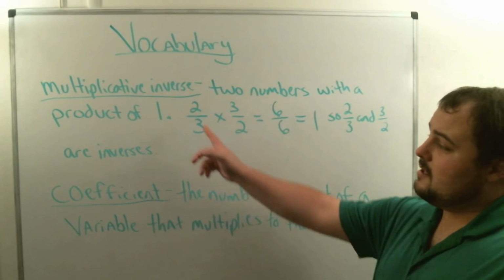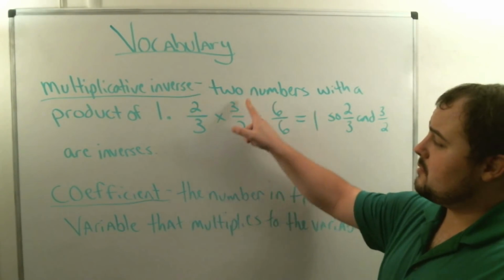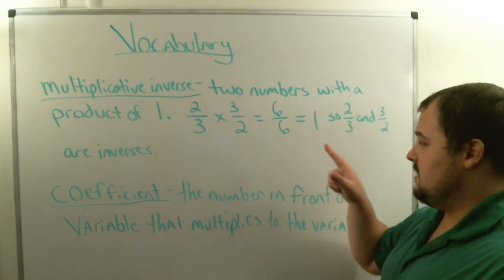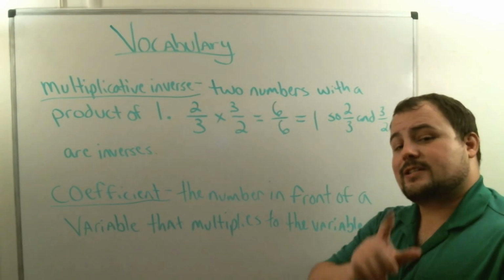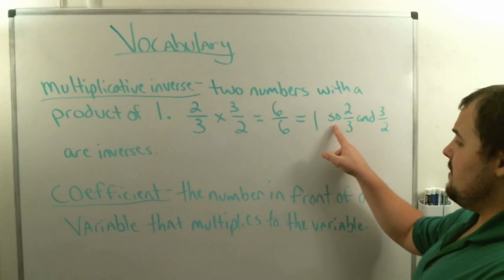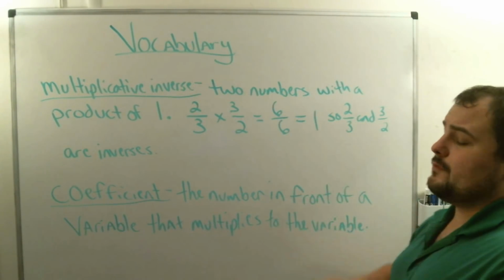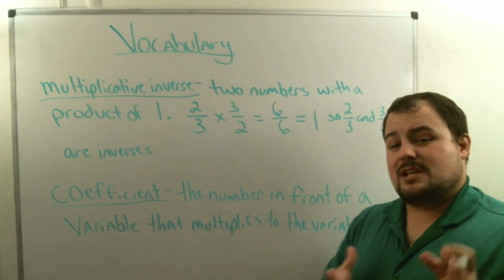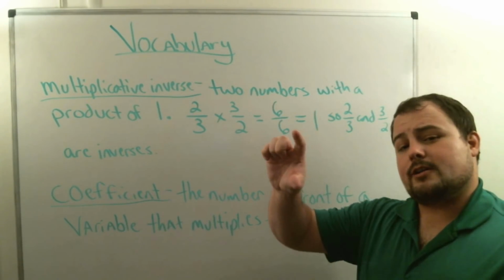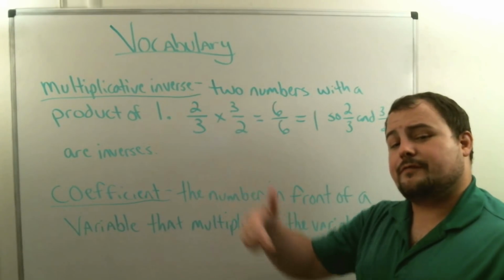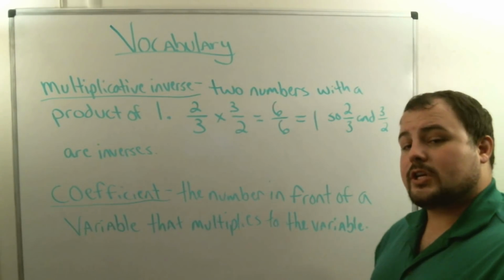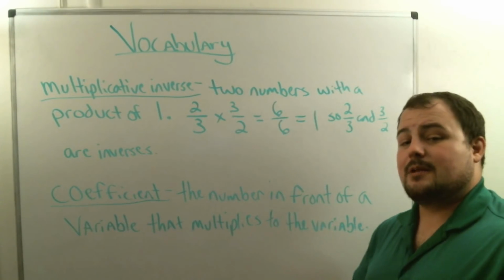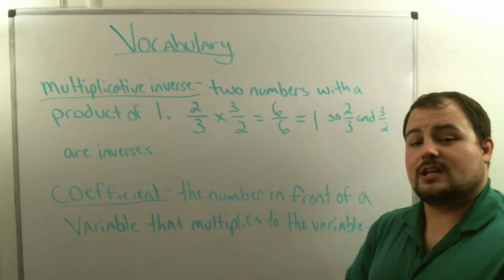An example of that is if I took 2/3 times 3 over 2. Well, 2 times 3, that's 6. 3 times 2, that's 6. When I take 6 divided by 6, I get 1. So what that means is 2/3 and 3 over 2 are multiplicative inverses. Really, it happens anytime we have a fraction. If we take a fraction and multiply it by the same fraction flipped, or its inverse, we're always going to get the number 1, because the top and the bottom are always the same, and we get 1 as the answer.